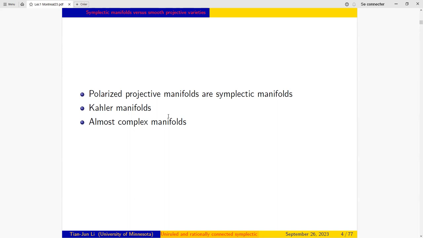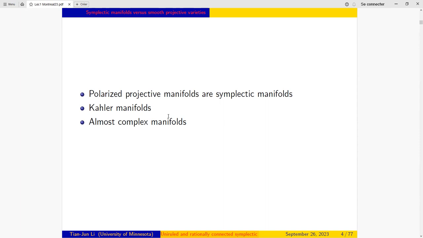So first of all, projective manifolds are already symplectic manifolds after you choose a polarization. It is often more meaningful to compare symplectic manifolds with Kähler manifolds, which already have a Kähler form, which is a symplectic form. And of course, they're all complex manifolds. After taking a tame almost complex structure, symplectic manifolds are all almost complex manifolds. This point of view is very important, especially since the almost complex structure defines Gromov-Witten invariants. So sometimes we want to view all of them as almost complex manifolds and see how they behave.